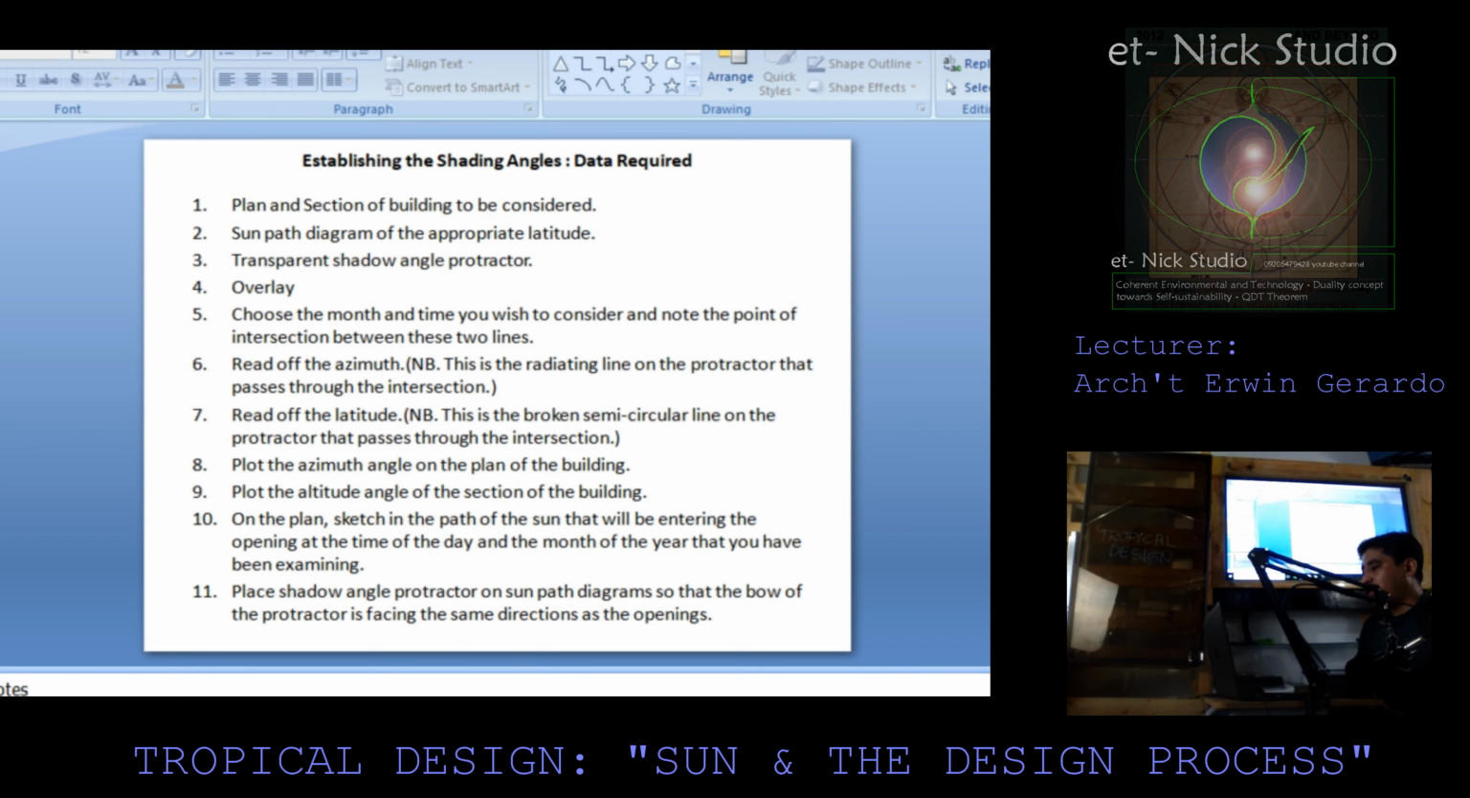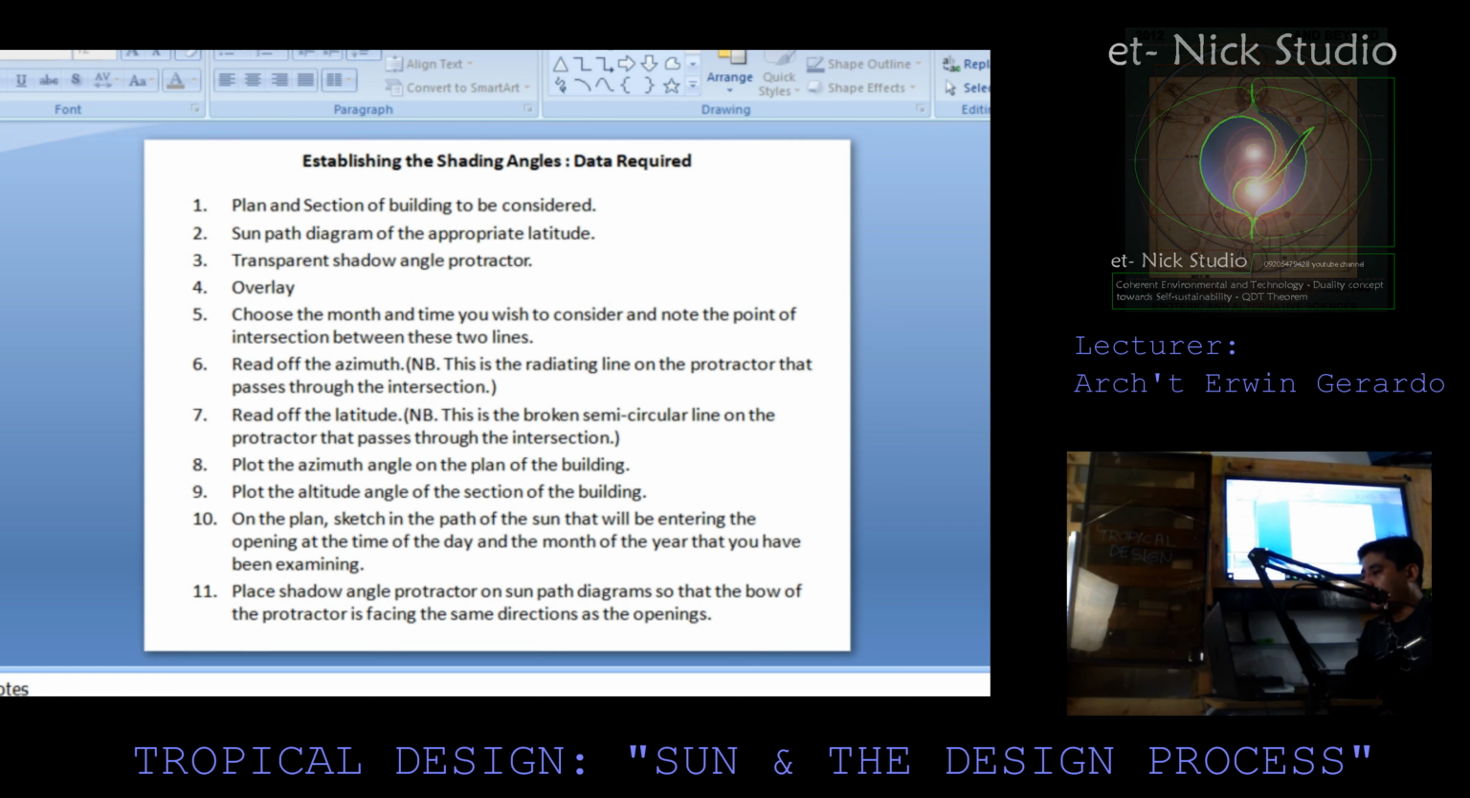Establishing the shading angles. Data required. Number one, the plan and section of the building should be considered. Number two, sun path diagram of the appropriate latitude. Number three, transparent shadow angle protractor. Number four, you can already overlay the diagram, or the azimuth diagram, to your plan.